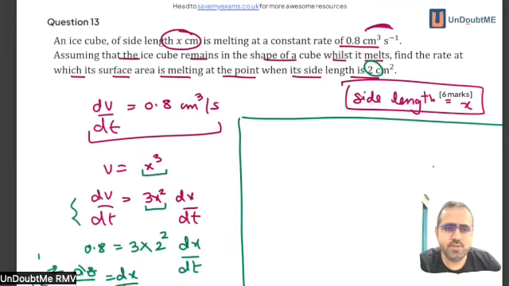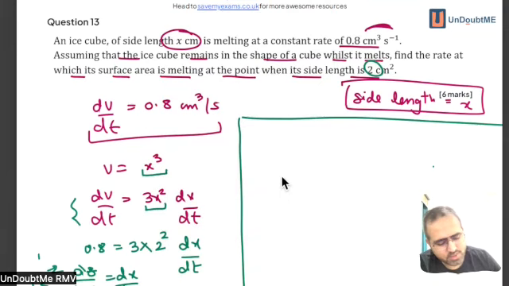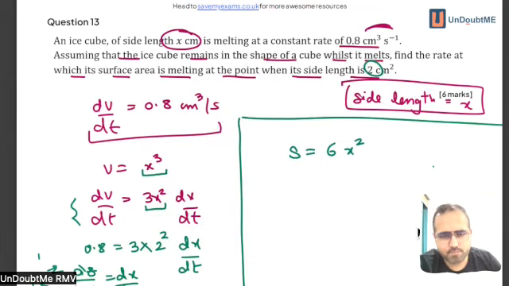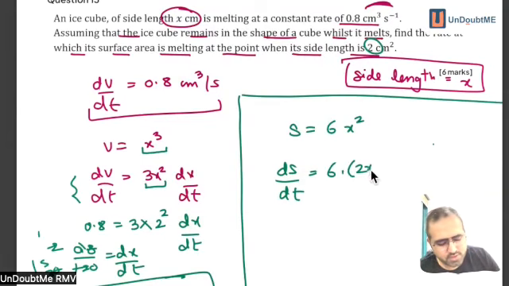Find the rate at which its surface area is melting. The rate at which its surface area is melting means the rate at which its surface area is changing. So ds by dt is asked. Now we start with surface area is equal to 6x squared. When we differentiate on both sides, I will get ds by dt equals 6 times the differentiation of x squared, which is 2x dx by dt.